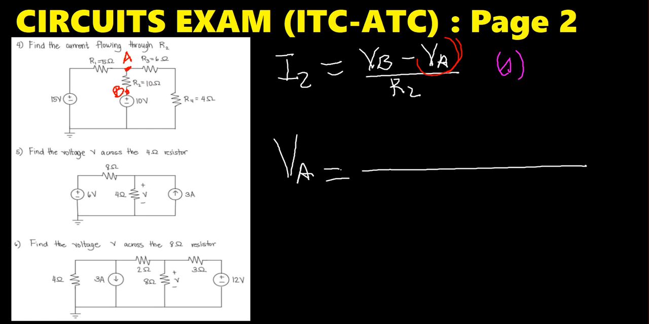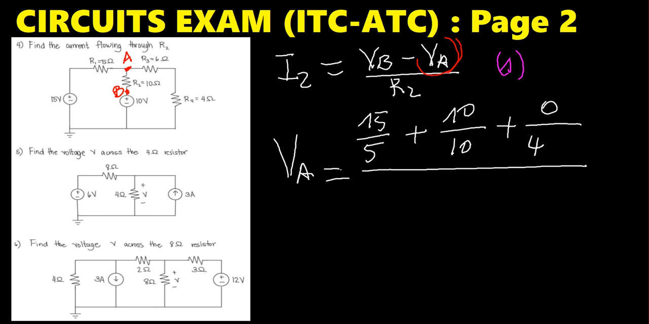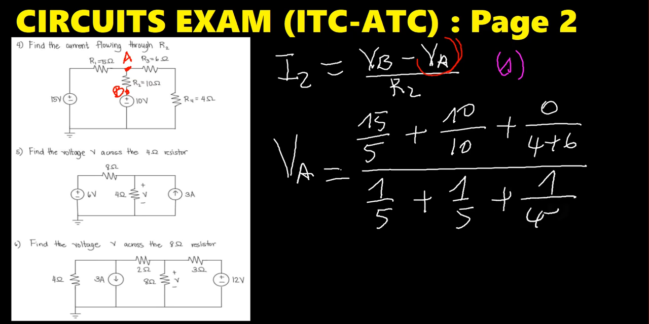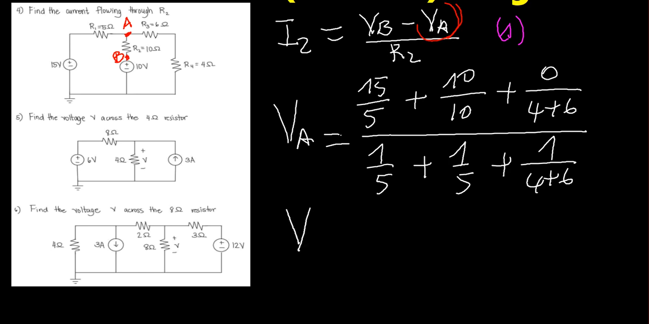In junction A we can apply Millman and get that voltage. At junction A we have VA equal to 15 on 5 plus 10 on 10 plus 0 on 4 plus 6, over 1 on 5 plus 1 on 10 plus 1 on 4 plus 6. Okay, let us arrange this operation very well. When you perform this operation, we are going to obtain VA equal to 10 volt.